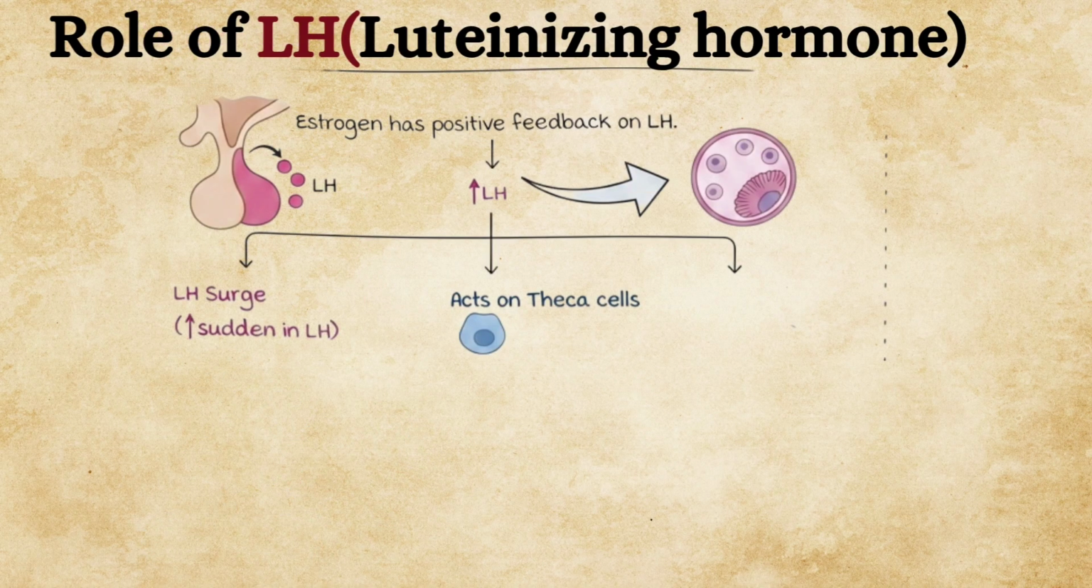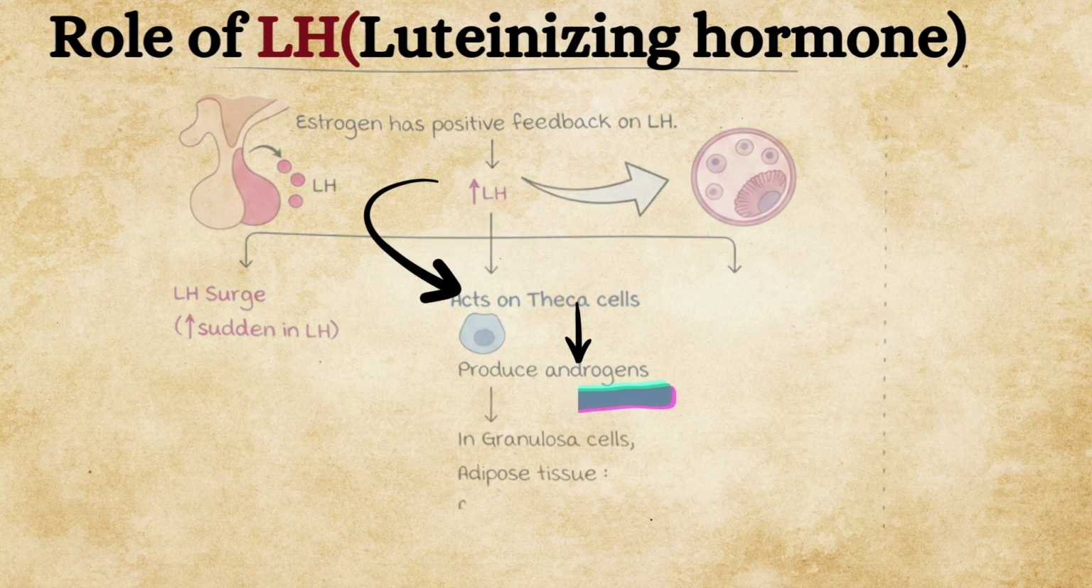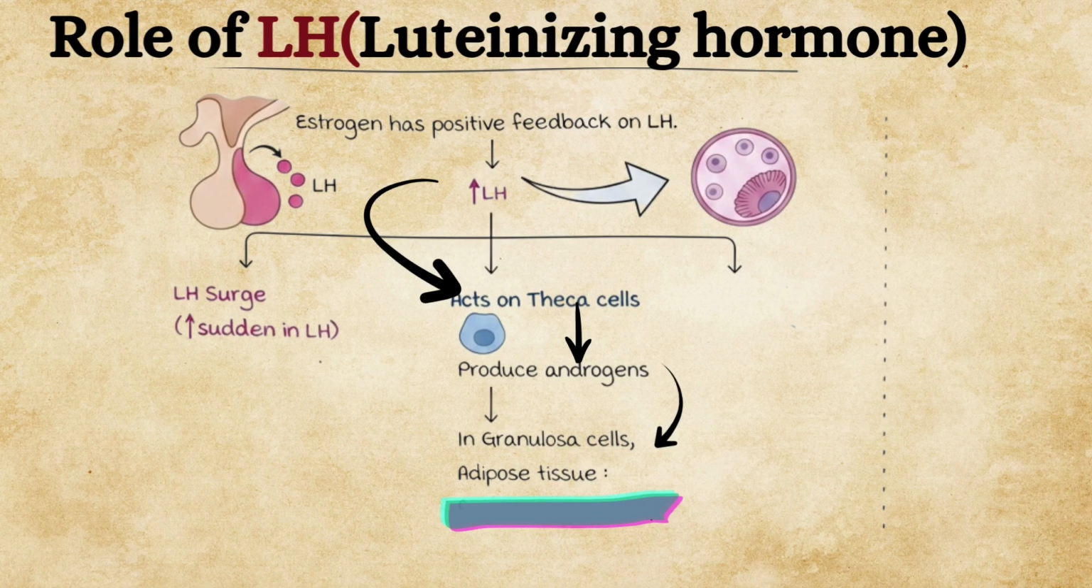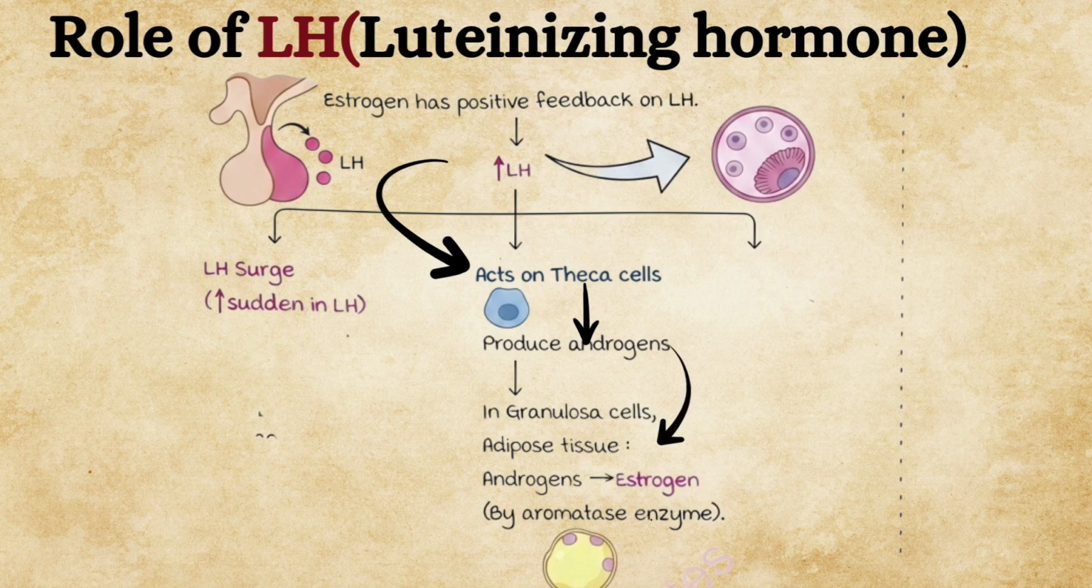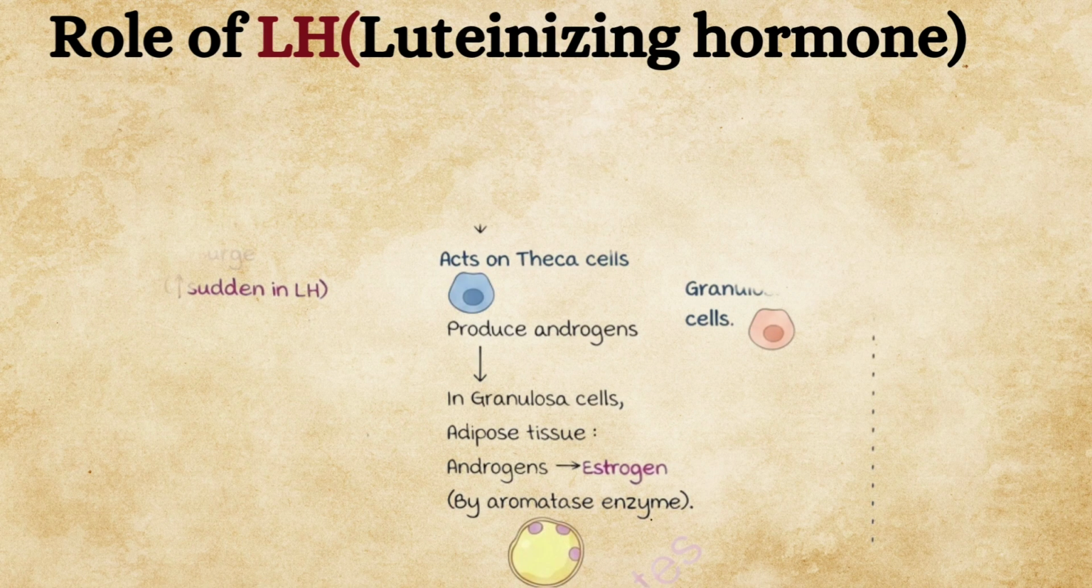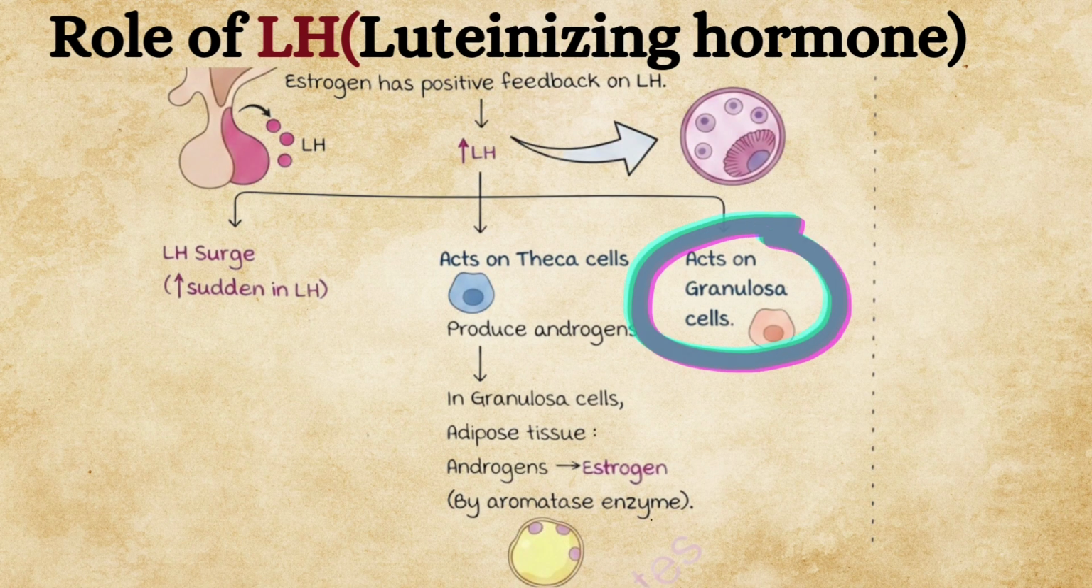LH also targets and binds to receptors on theca cells in the ovarian follicle. Under LH stimulation, theca cells synthesize and produce androgens. These androgens travel to granulosa cells and adipose tissue, where the enzyme aromatase converts them into estrogens. LH also has direct or interacting roles involving granulosa cells within the ovarian dynamics.